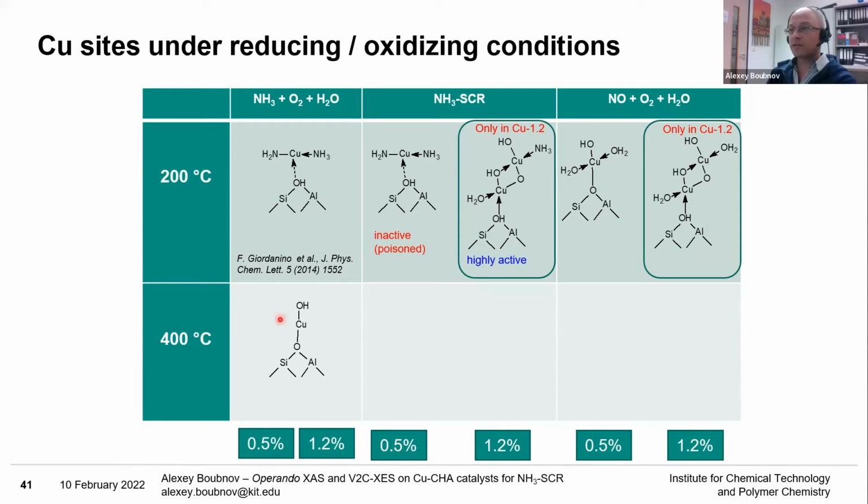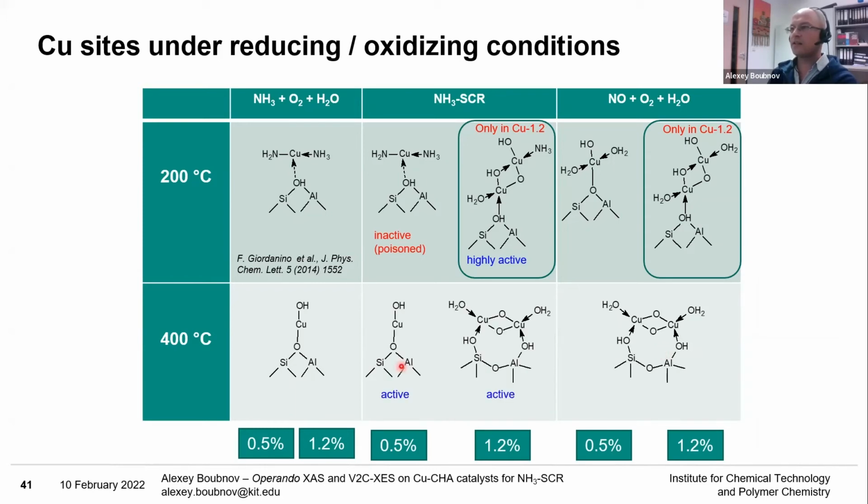Now, repeating the same with higher temperatures, we do not have ammonia absorption. We have monomers here, dimers here, for ammonia containing and oxidizing conditions, respectively. And under ammonia SCR reaction conditions, we have both monomeric and dimeric sites, which are sufficiently active at these higher temperatures.